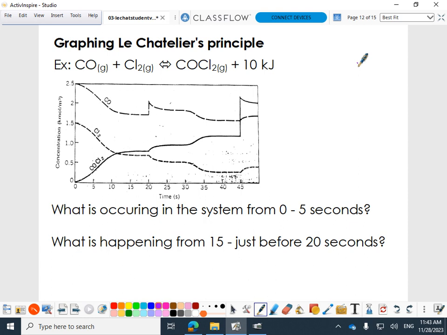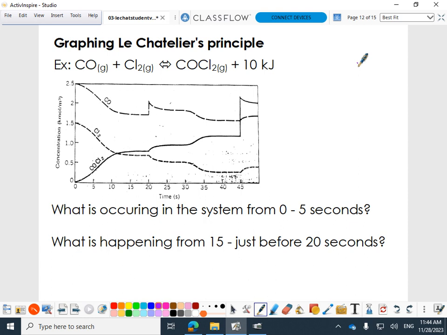Because most pieces of paper that you photocopy cannot be done in color, what they'll usually do is, if there's more than one reactant or product, they'll make them the same type of line. So in this case, both CO and Cl2 are reactants, and they are represented using dotted lines, and the CoCl2 is represented using a solid line.